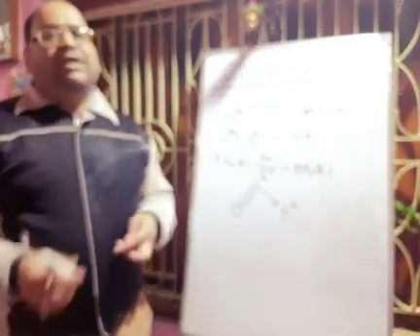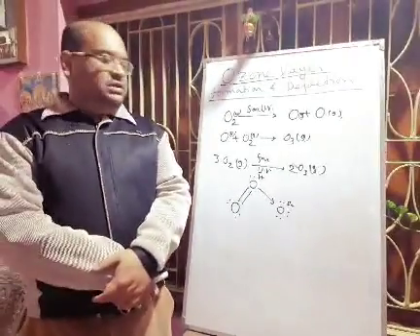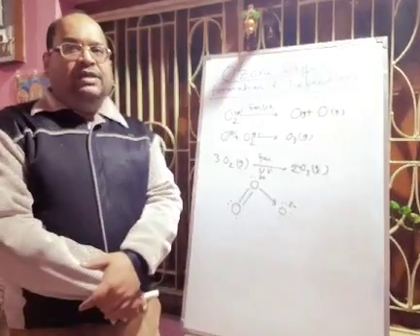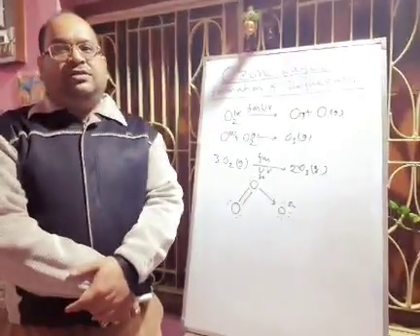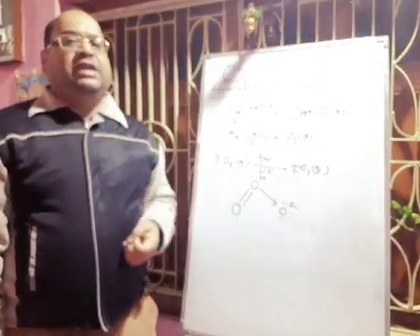Now, if the ozone layer absorbs UV light of longer wavelength, then again this ozone will deplete to form an oxygen molecule and an oxygen atom.